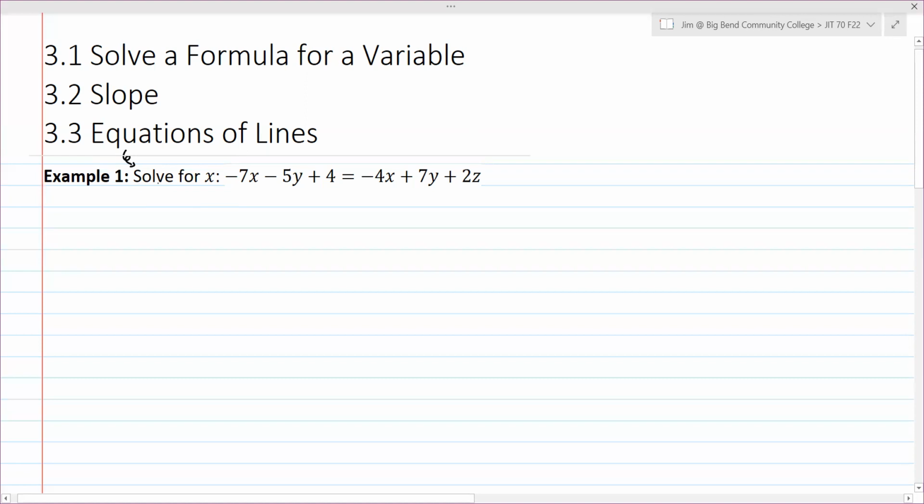So example 1, solve for x. One of the questions from chapter 3. And right, when we see this, that means we're finding x. We're trying to figure out the value of x. Sometimes you'll get a numerical answer, or sometimes you'll get an answer in terms of other symbols like y and z. Well, that's because x, y, and z are variables.